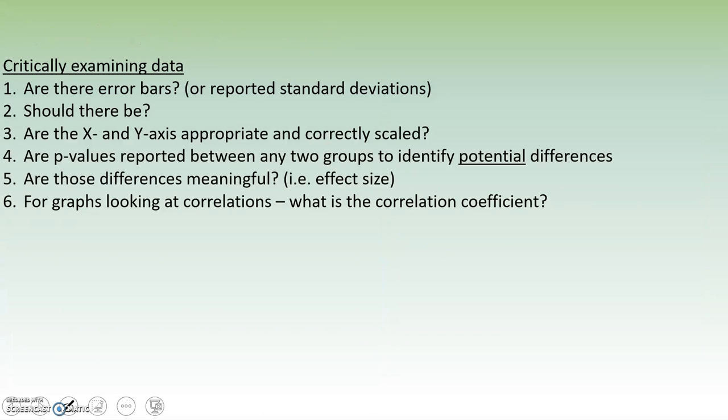To summarize, when you want to critically examine data, there are several questions you should ask yourself. First, are there error bars, or at least a reported standard deviation? If averages or other ways of aggregating data are reported, so should error bars. Second, you should look to see if the x-axis and y-axis are appropriate and scaled correctly. Third, look at the p-values reported for that figure and determine if there is any real difference. Fourth, look at effect size and determine if the difference reported is meaningful. And finally, for graphs looking at correlations, make sure you look at what the correlation coefficient is and whether or not their data truly is described by that type of relationship.